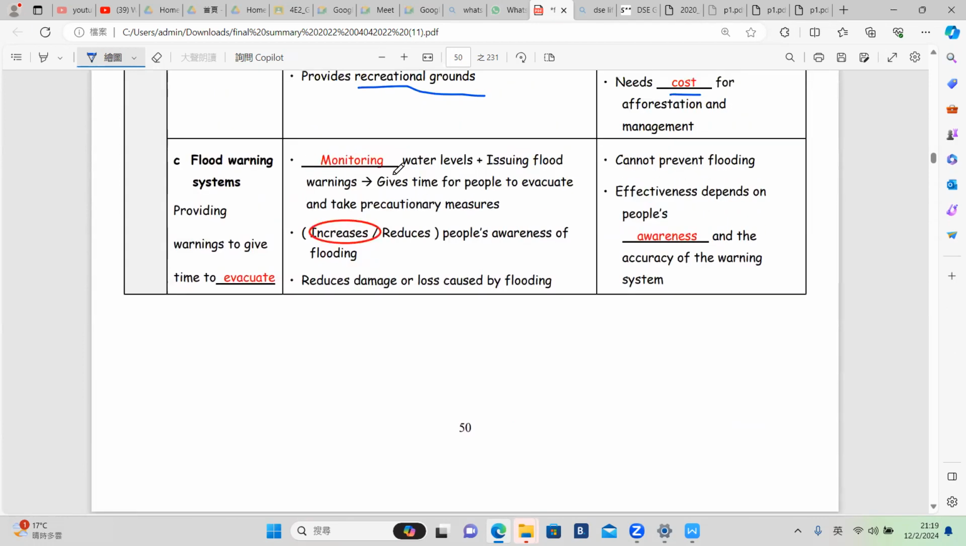Flood warning system, we are going to monitor the water level, issue flood warning. Gives time, it's like CP1, right? Increase the awareness, provide time for them to evacuate. Reduce the damage and loss caused by flooding. Can it really prevent flooding? No. Then it also depends on the awareness and also the accuracy, just like CP1. Then this is the end of the river. Then for the coastal region, I will make it in another video. Okay, bye.